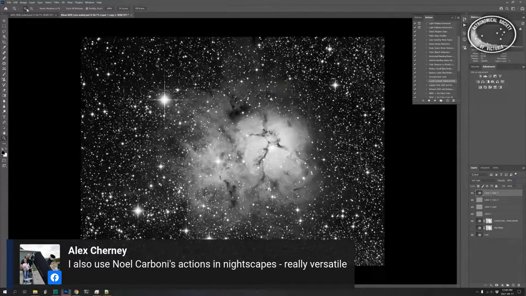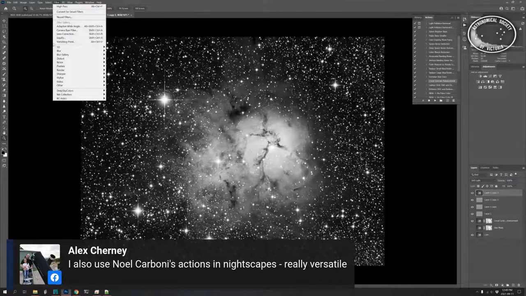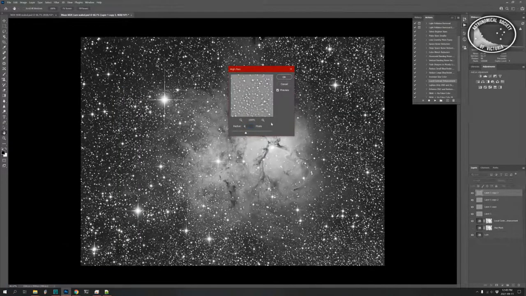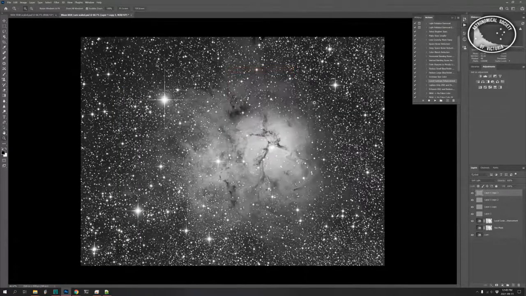I'll say thank you to Alex for the tip, because I've got a Nightscape that I've been mucking around with from the phone, and I'm going to have a go at this now. Filter, other, high pass, 8 and 50%. And I'm going to group all those together.